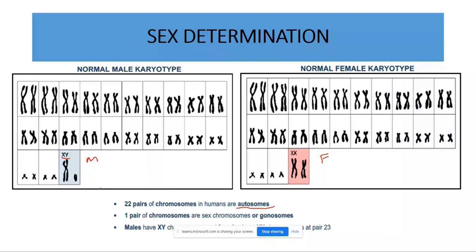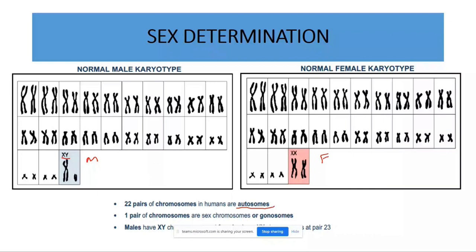So you need to know your autosomes are your normal body chromosomes, 22 pairs or 44. How many sex chromosomes? There's two. Does this karyotype represent a male or a female? I'm talking about the one on the left. It is male. If they ask why it represents male, you can say because the gonosomes or the sex chromosomes are XY, or it is one big chromosome and one small one.